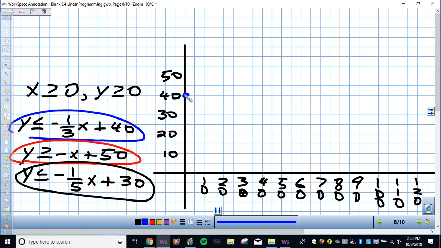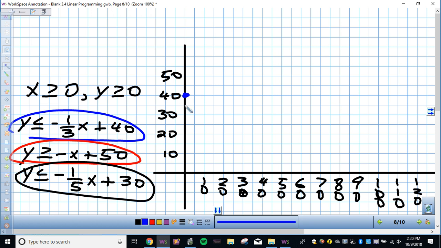Now I know technically I'm going down 1, right 3. I can also go down 5, right 15, because 5 over 15 reduces to 1/3. That's why it's important to make the scale the same on x and y, because then you can just count squares when you're counting your slope. So if that confuses you, just count squares. Make sure the scale on x and y is the same, and you'll know how to do that.